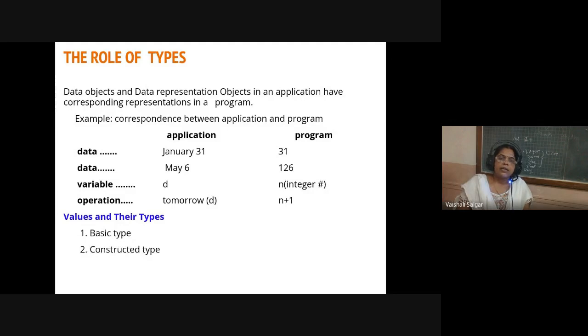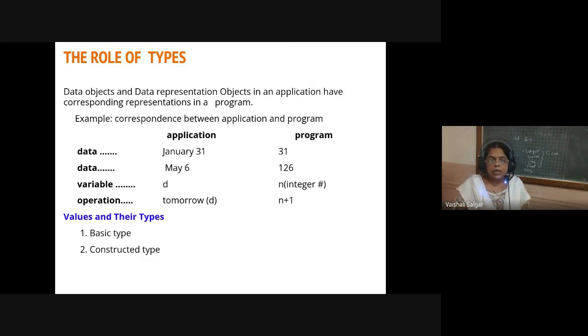Based on that, there are two types of information or values and their types: the basic type of data object and the constructed type. Just now as we have talked, basic types means what? It is integer, float, character. And a constructed type means that, based on these basic types of values, we can have a sequence or a list of similar data types together. That is your constructed type.